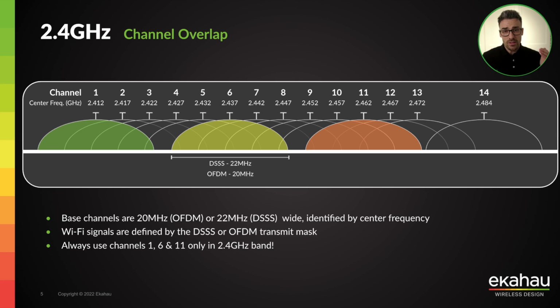And why don't we want to do that? Because in the 2.4 gigahertz frequency band, we have channel overlap. If we take a look at this graphic, we are looking at 20 megahertz wide channels. If we start by looking at channel 1, highlighted in green, it really overlaps with channels 2, 3, and 4. The only channels in the 2.4 gigahertz frequency band that do not overlap with each other are the ones highlighted in yellow, which is channel 6, and orange, which is channel 11. So you may have heard that when we're doing a Wi-Fi channel plan for 2.4 gigahertz, we want to stick to using channels 1, 6, and 11.